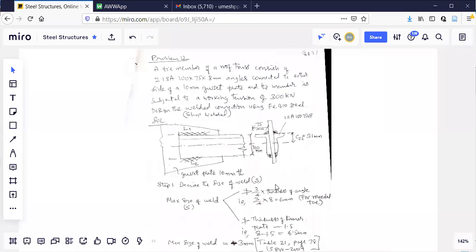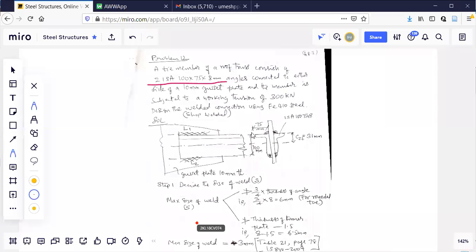You can see this angle section. The vertical leg is 100 in this figure. Horizontal is 75. First, read the problem and understand it. Two ISA, two angles are there. Both are having 100, 75, 8. 100 is the vertical leg height, indicated here. Total height of the vertical leg is 100 mm. Horizontal leg is 75 mm.